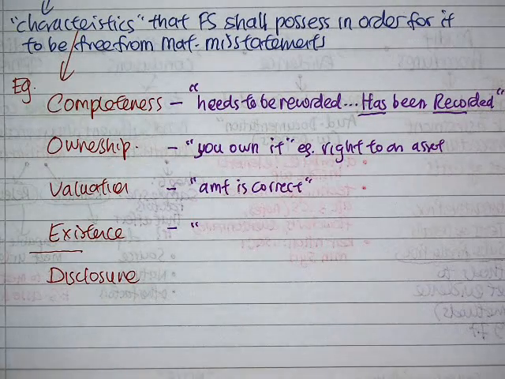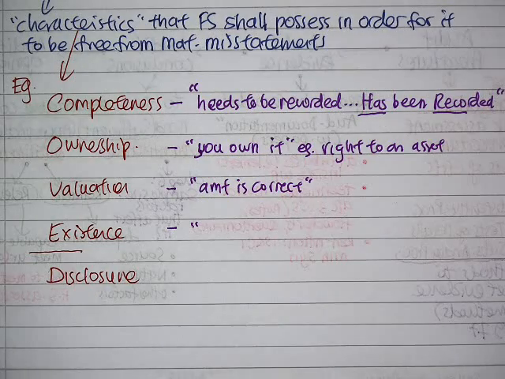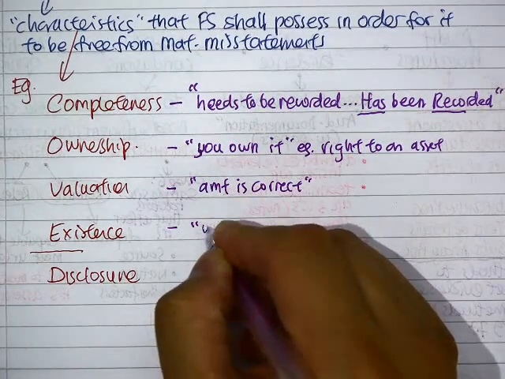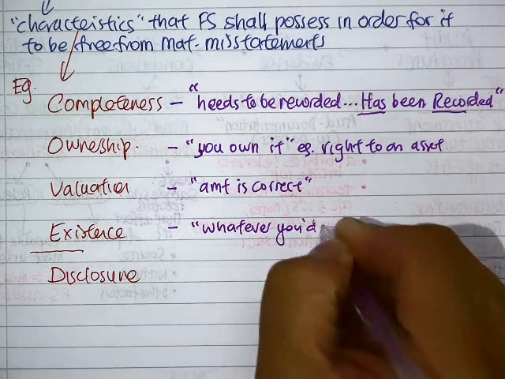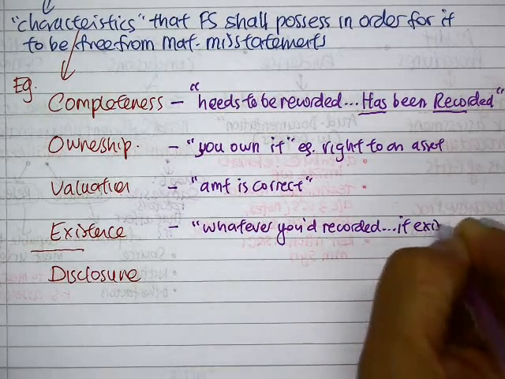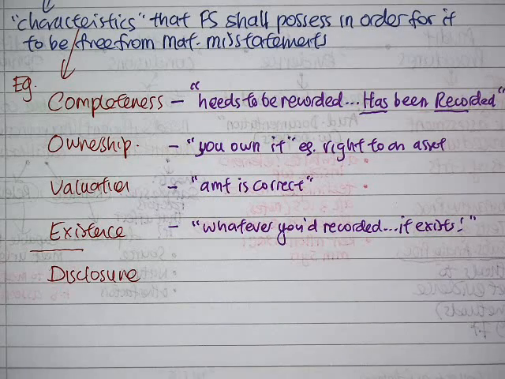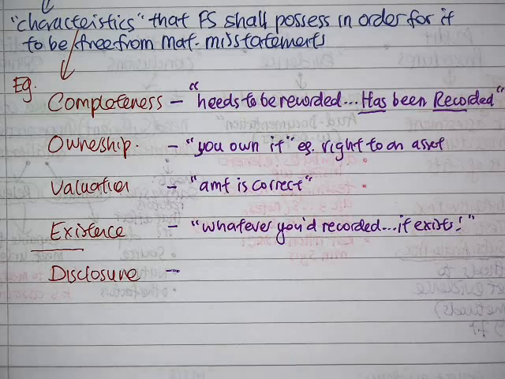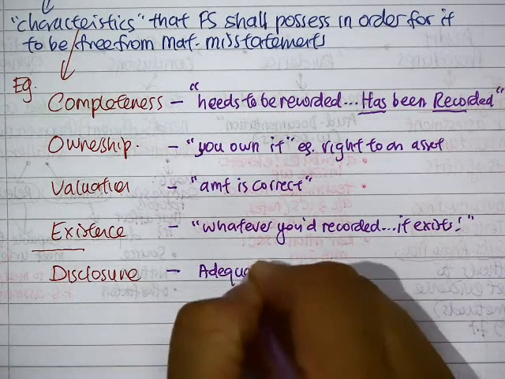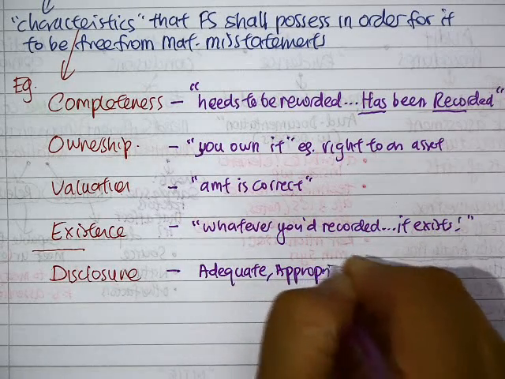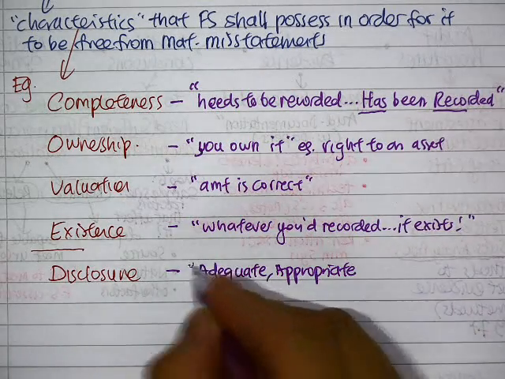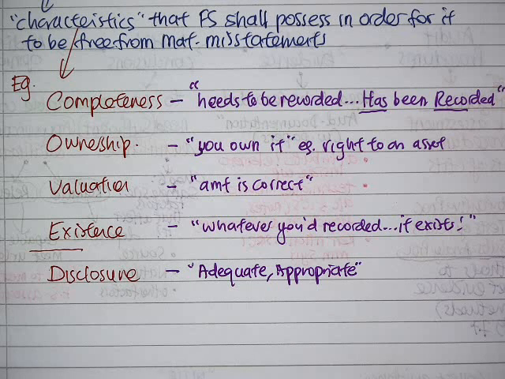Now, what do you mean by exist? Exist is when you've recorded something, then that something is still in existence. Whatever you've recorded, it exists. It's still there. That's called existence. Now, disclosure means that something is adequately, appropriately disclosed in the financial statement. Because you know that in accounting standards, there are a lot of things you must disclose. So have you followed the standard to disclose that? If you don't follow the standard or if you disclose inadequately, it's still a mistake. Now these are the 5 characteristics that we need to see.